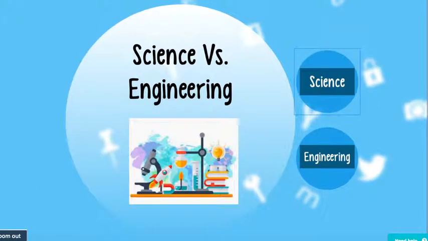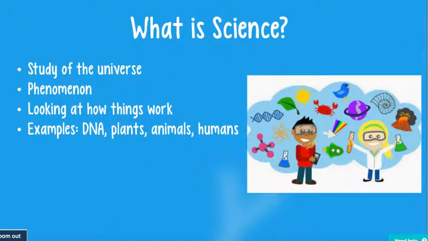So the first portion of this video is talking about the difference between science and engineering. So what is science? Science is all about studying the universe. It's a phenomenon and it's all about looking at how things work. Some examples of science that we see are plants, animals, and humans, and some stuff we don't see like DNA. But the whole idea of science is that it is things all around us.